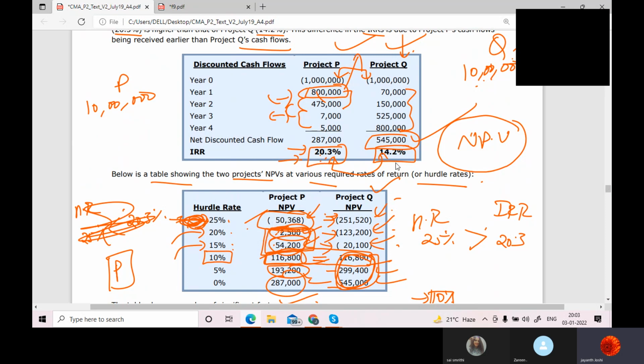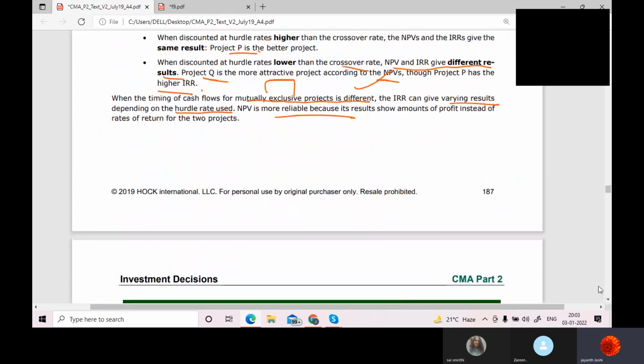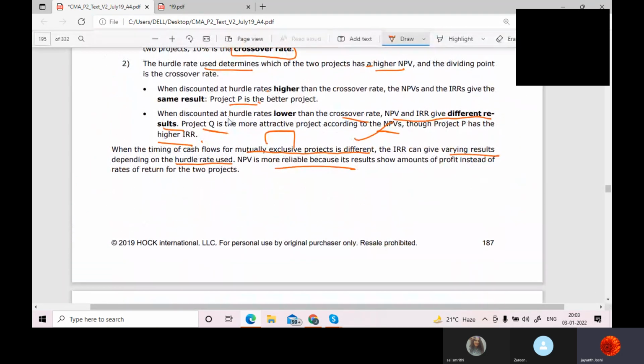this is better. But if you are investing at 15% and 20%, project P is giving you positive NPVs. This is giving you negative NPVs, but below this it is giving you positive NPVs. So what they are saying here is, when discounted at hurdle rate lower than crossover rate, NPV and IRR give different results. Project Q is the more attractive project according to NPVs, though project P has higher IRR. So that is what it is.